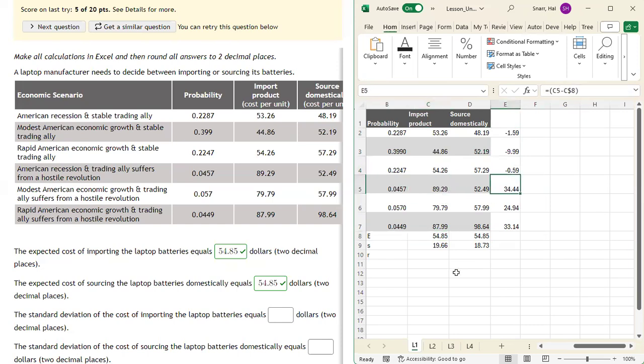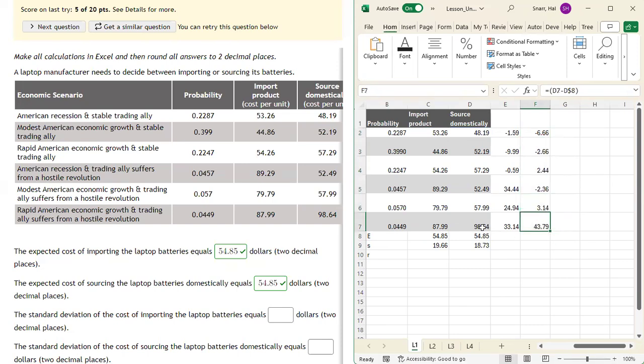This one is about $34.44 above the expected value. This one is almost $25 above the expected value. And this one is just over $33 above expected, right? Then we want to do the same thing for sourcing domestically. We want to subtract the price domestically for this particular event with its expected value. And we want to freeze the expected value in row 8.